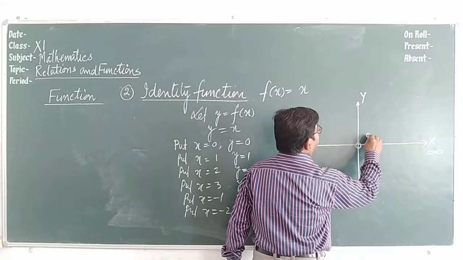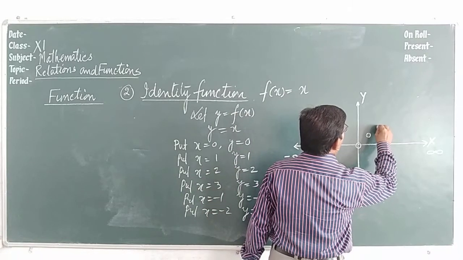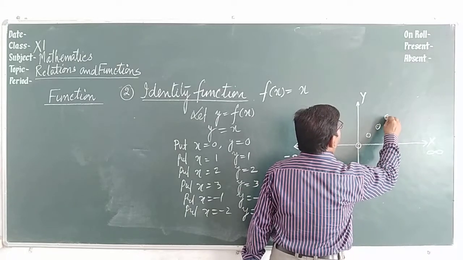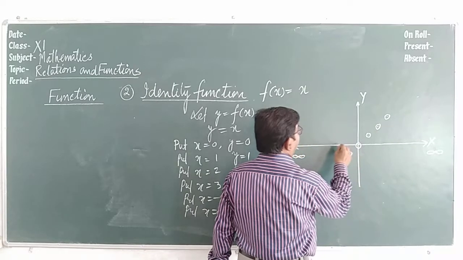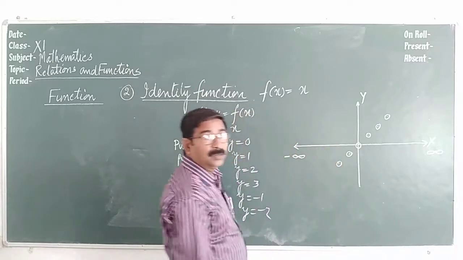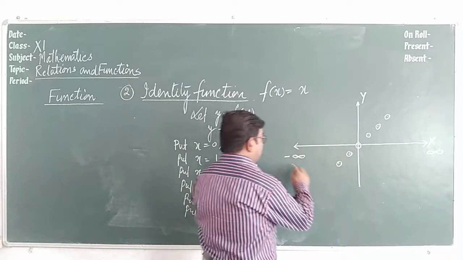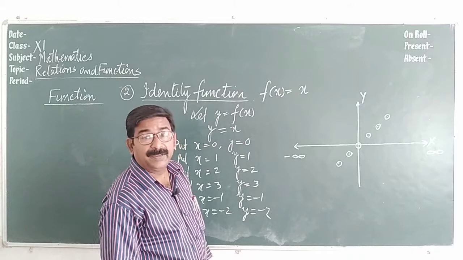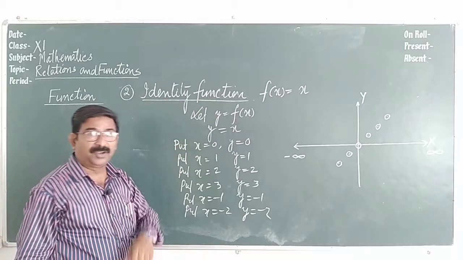Suppose at this point, x is equal to 2, y is equal to 2. Let us take this point, x is equal to 3, y is equal to 3. This point, x is equal to minus 1, y is equal to minus 1. This point, x is equal to minus 2, y is equal to minus 2. This means we are taking all numbers on the number line, minus infinity to plus infinity. It means the domain of the identity function is all real.